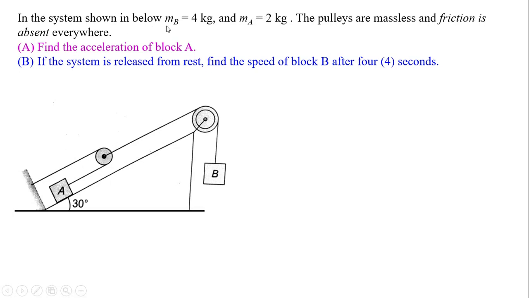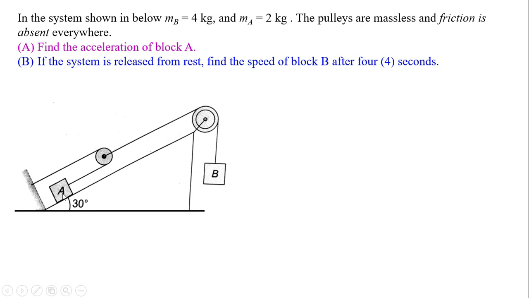This is in the system shown below. MB is 4 kilograms, MA is 2 kilograms, the pulleys are massless, and friction is absent everywhere, which makes it nice. There's no friction to account for here. Part A wants us to find the acceleration of block A, and block A is the one on the incline. And then B says, if the system is released from rest, find the speed of block B after 4 seconds. All right, so let's crack this out.